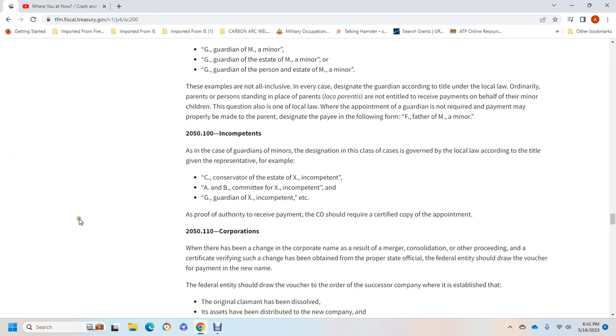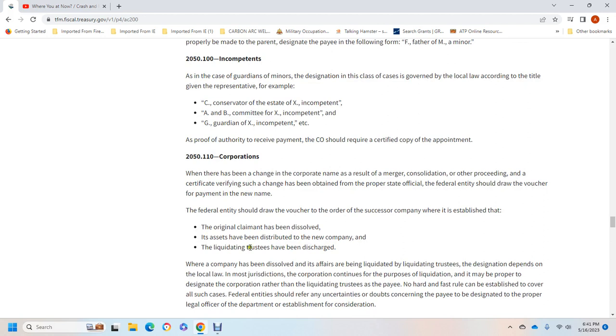Alright. The federal entity should draw the voucher in order to the successor company where established, if the original claimant has been dissolved after the claim was distributed to the new company and liquidating trustees have been discharged.